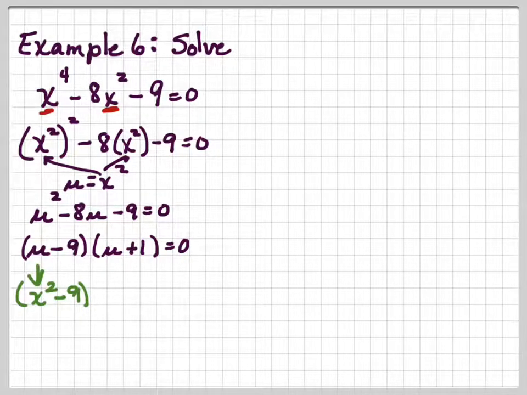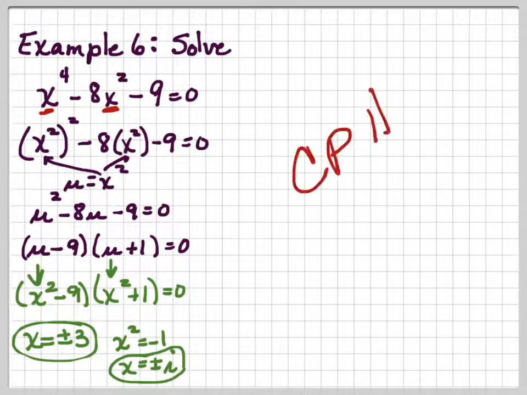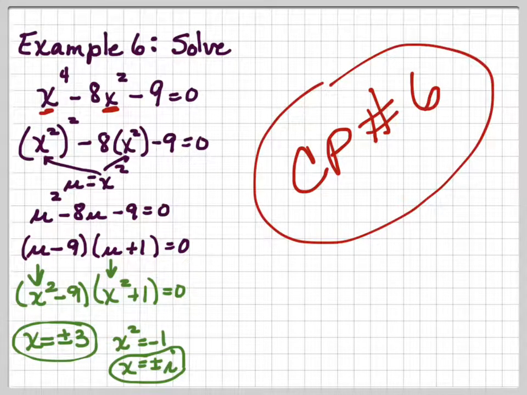Now, you have to go back and resubstitute. The u is x squared, so instead of u minus 9, I'm going to have x squared minus 9 times x squared plus 1 equals 0. Now factor that. If x squared minus 9 equals 0, then x is plus or minus 3. If x squared plus 1 equals 0, then x is plus or minus i, because it turns out to be x squared equals negative 1. And you need to go back and plug those back in and see if they work. I'm going to tell you they do work, so we don't waste too much time. So go ahead and do checkpoint number 6.